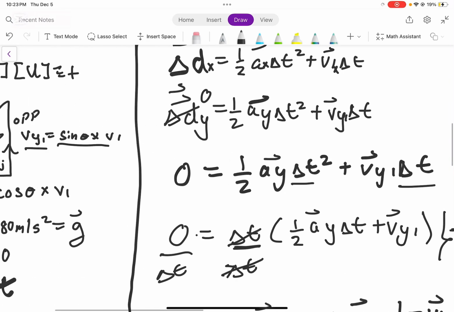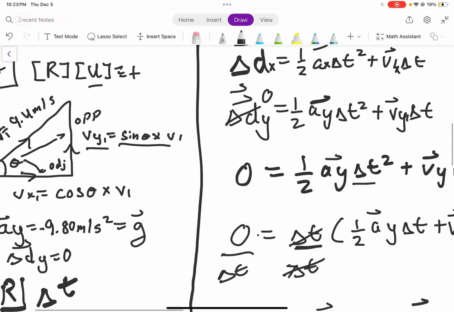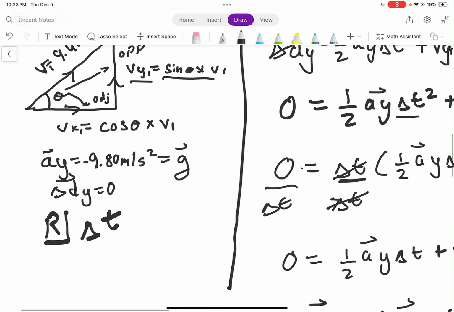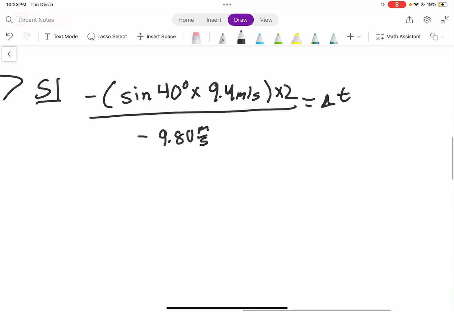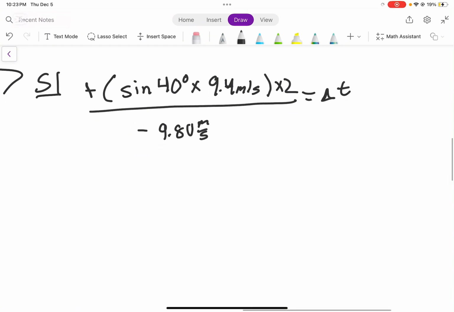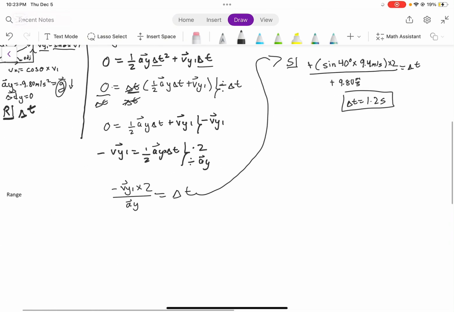Why negative again, you wonder? Well, we set up as positive. So if the ay is actually just gravity, and gravity goes downward, that's going to be negative. And that is all equal to t. If you punch that into your calculator, these negatives will cancel out, and you will be left with delta t equaling 1.2 seconds. And that's your answer for part A.